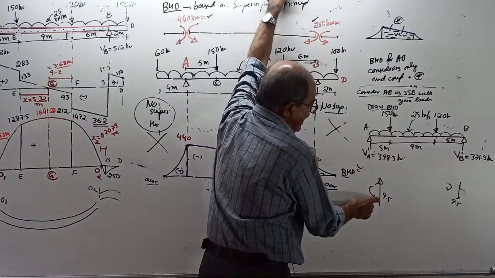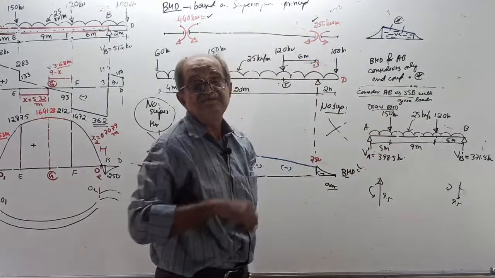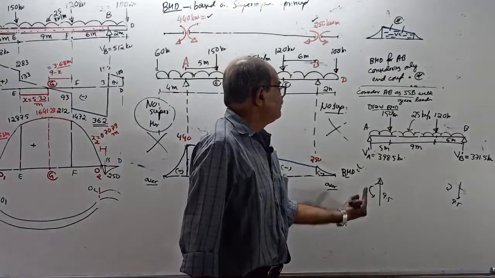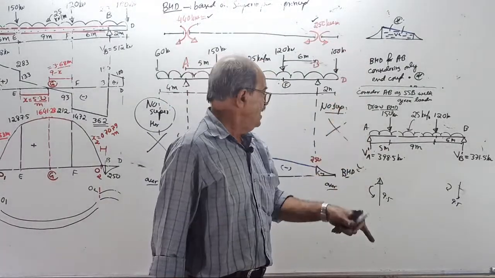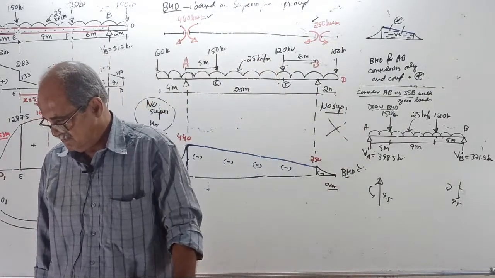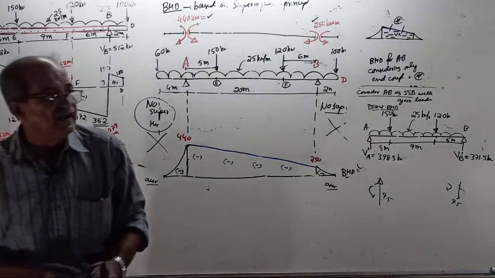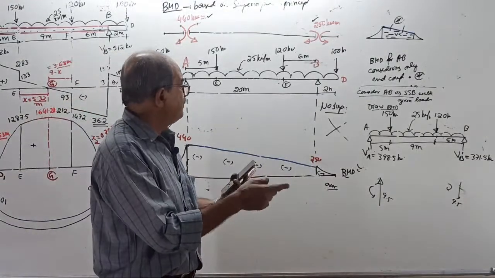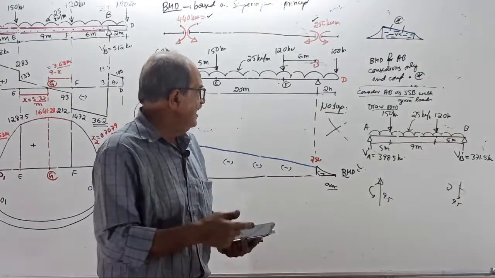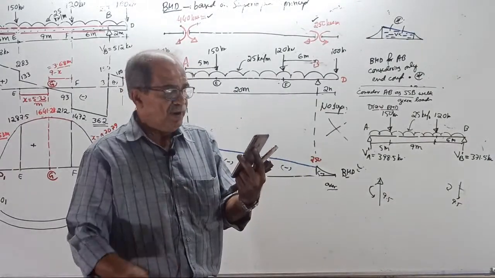398.5 up and 9.5 up. Answer. 398.5 up for the simply supported beam and 9.5 up for couples. Tell the net reaction. 398.5 up due to that loading and 9.5 up due to couple. Answer.